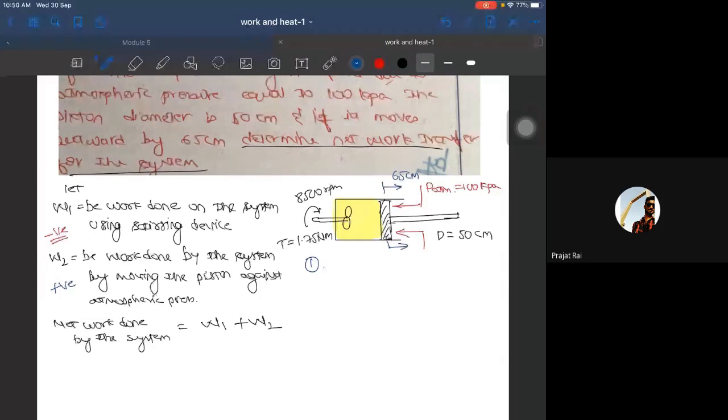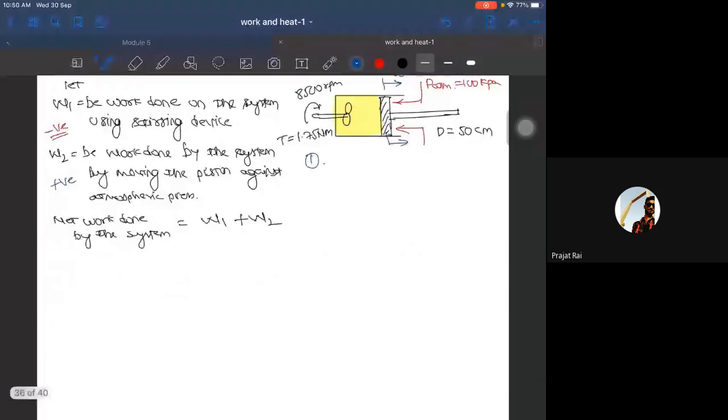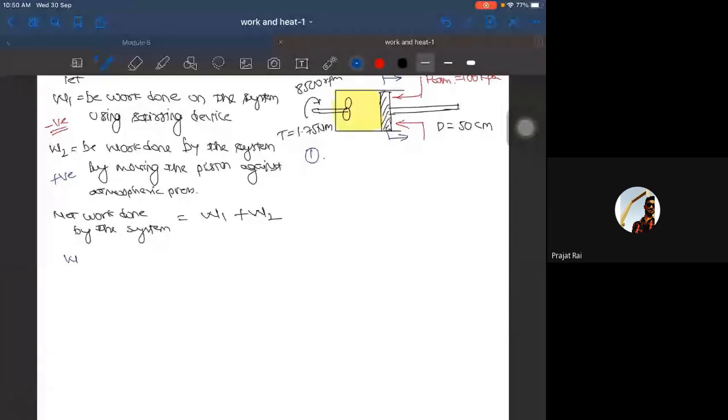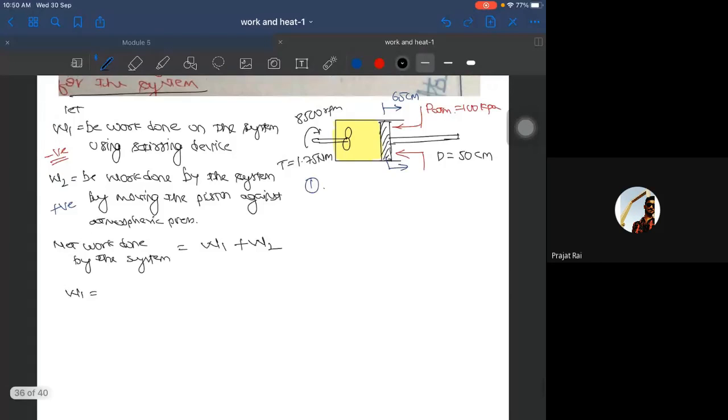Okay, we shall start the problem. So first we have to calculate the value of W1 and W2, and then you have to club both the things. So W1 is equal to, which type of work is it? It is a shaft work. For that, the formula is 2 pi NT. If you divide it by 60, you will get it in watts. But if you do not divide it by 60, you will get it in joules. Because watt is nothing but joules per second.